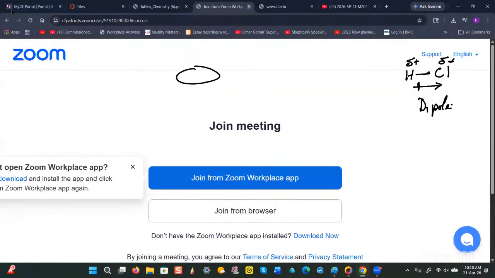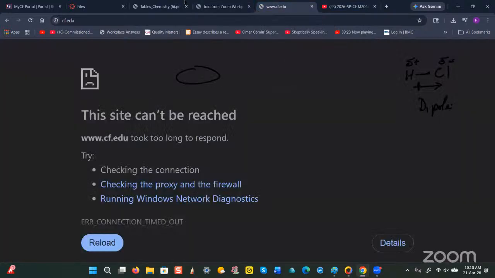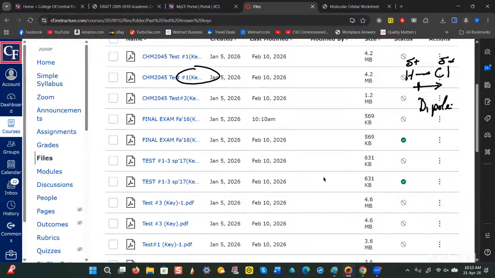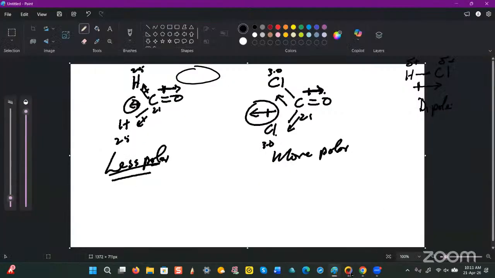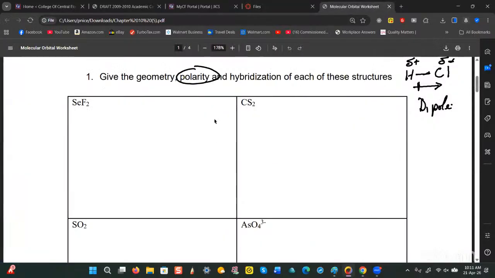Let me see here. Where is it? No, not there. All right. Okay, so the question says, give the geometry, polarity, and hybridization. We'll worry about the hybridization later if we have enough time.